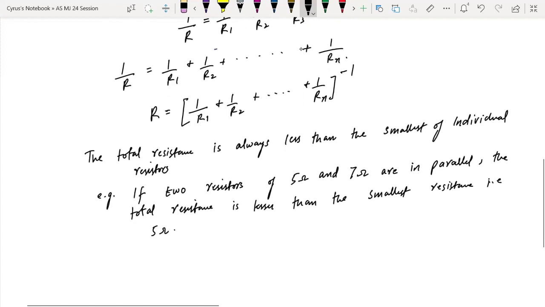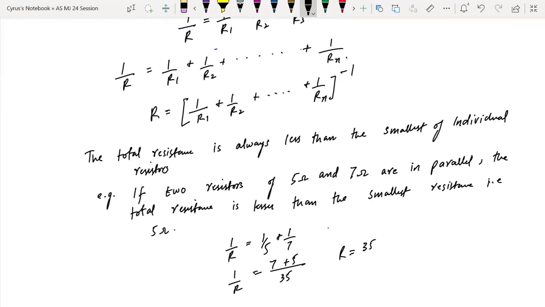If you have 5 ohm and 7 ohm, how will you find it? 1 over 5 plus 1 over 7, and for the answer you'll take the LCM. This is 35, right? This is 7 plus 5. This is 1 over R, and you can cross multiply or take the reciprocal. 35 over 12. What is the answer for this? Sir, 2.9. So you see that it is smaller than the smallest resistance. Right? It is smaller than the smallest of all the resistors in parallel.